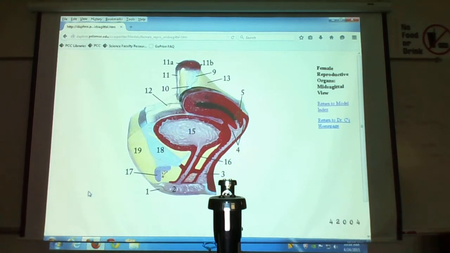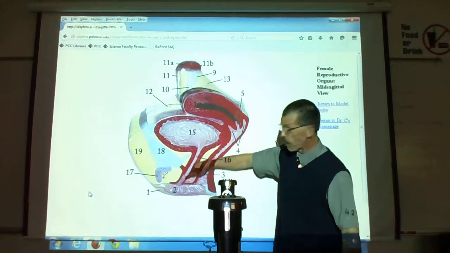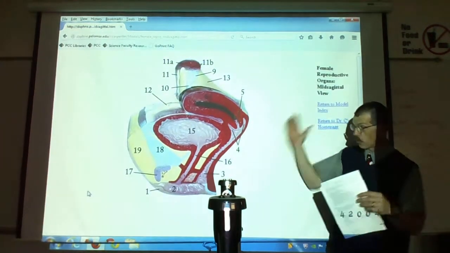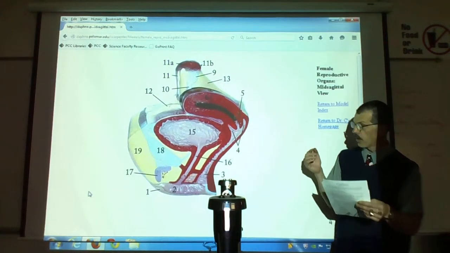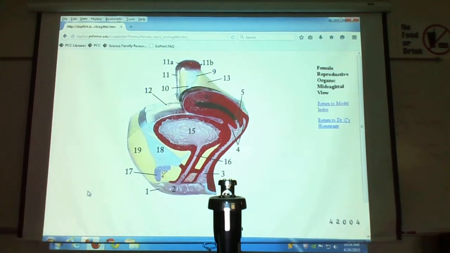Okay, so number 15 is your bladder. Tube 16, the whole tube in a female, is urethra. It has no other name because it's only one tube. Okay? The boys, we're special. We have parts on our urethra.